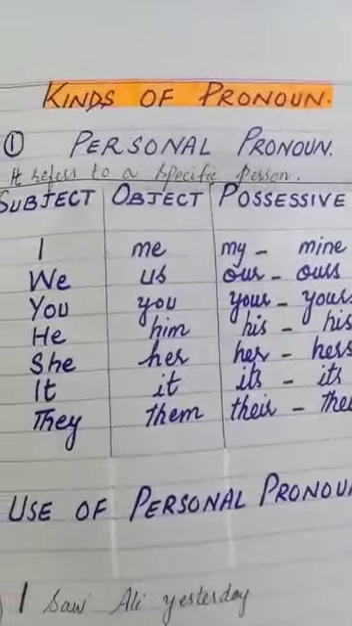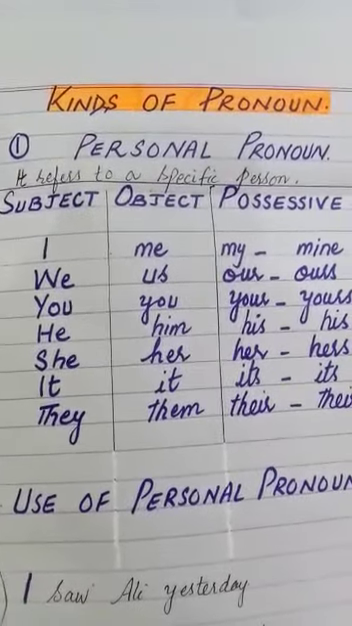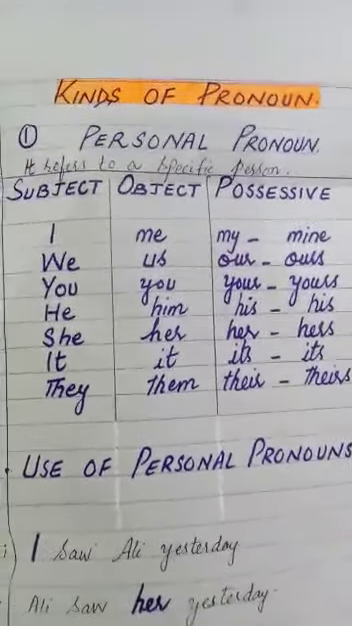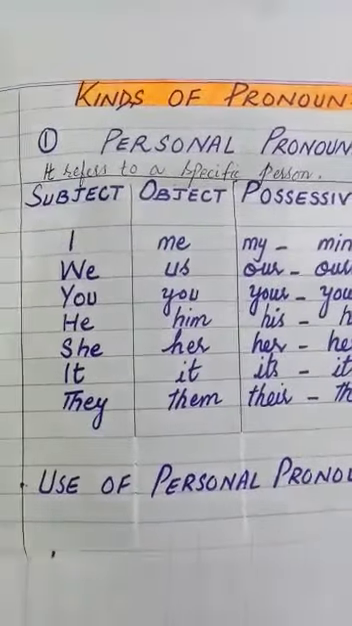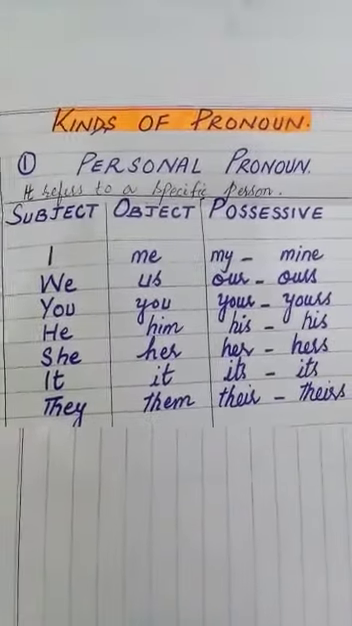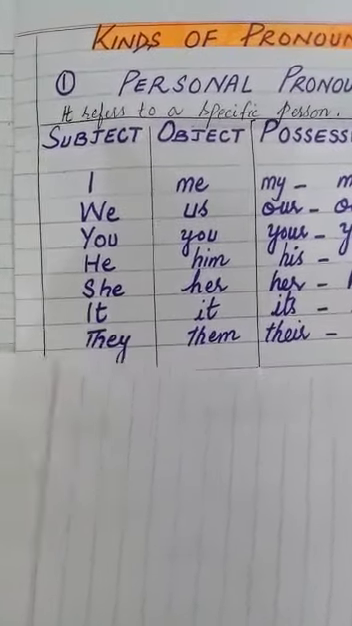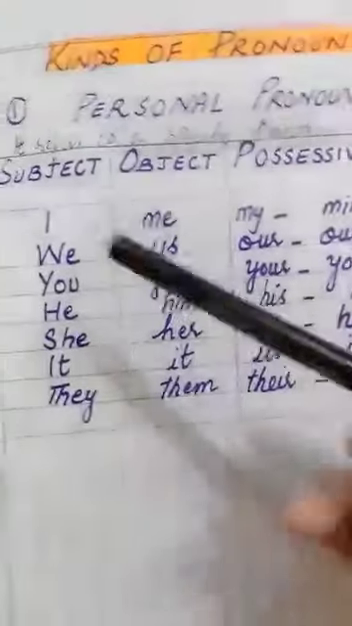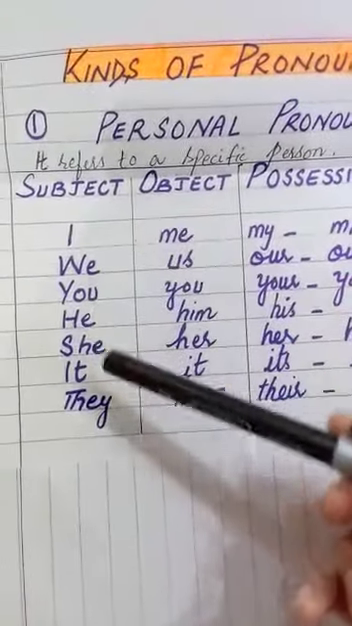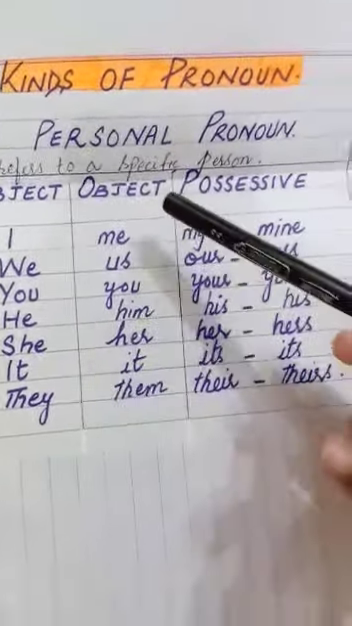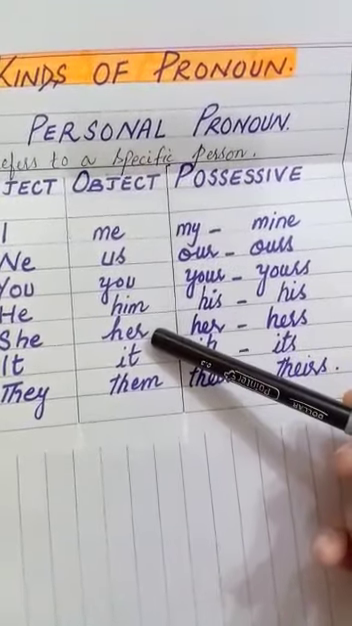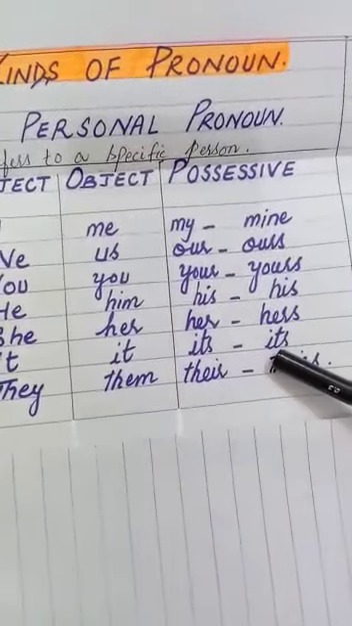See this table. Kinds of pronouns. Number 1, personal pronoun. And you can see a table of personal pronoun here. Personal pronoun, it refers to a specific person. Subject, subjective case of pronoun. Object, objective case of pronoun. Possessive, possessive case of pronoun.